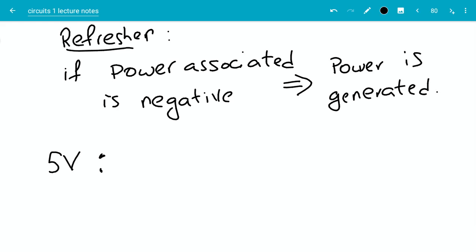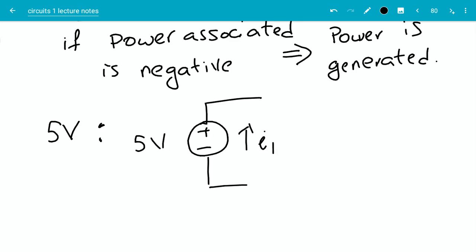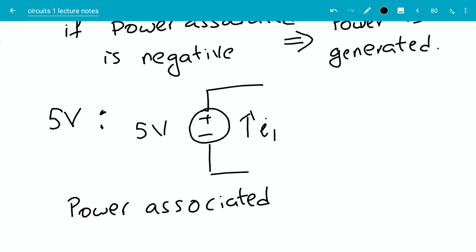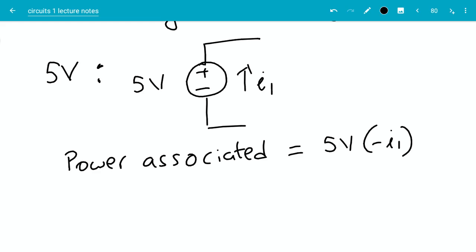Let's look at the 5 volts voltage source, and I'm just going to draw the relevant part of the circuit again for convenience. So here's the 5 volts source, and there's a current of I1 going from bottom to top. That means the power associated will be equal to 5 volts times minus I1, because minus I1 is the current in the direction of the voltage drop.